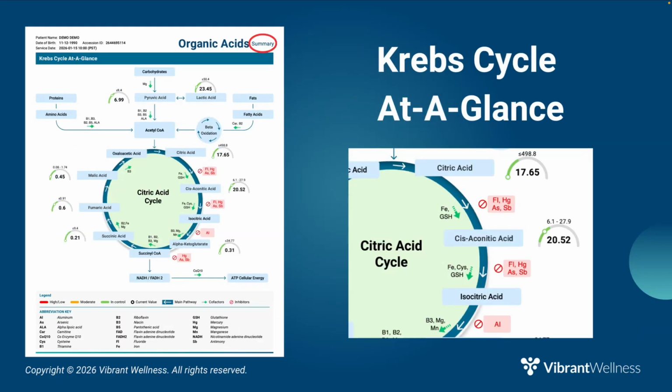The next page shows the Krebs cycle, aka the citric acid cycle, also known as the TCA cycle. This is a great tool for identifying nutrient deficiencies or heavy metal toxicities blocking the flow in your metabolism. For example, when patients have elevated levels of citric acid and low levels of cis-aconitic acid, we might suspect mercury, fluoride, arsenic, or antimony toxicity. This is because those 4 elements block conversion of citric acid into cis-aconitic acid.